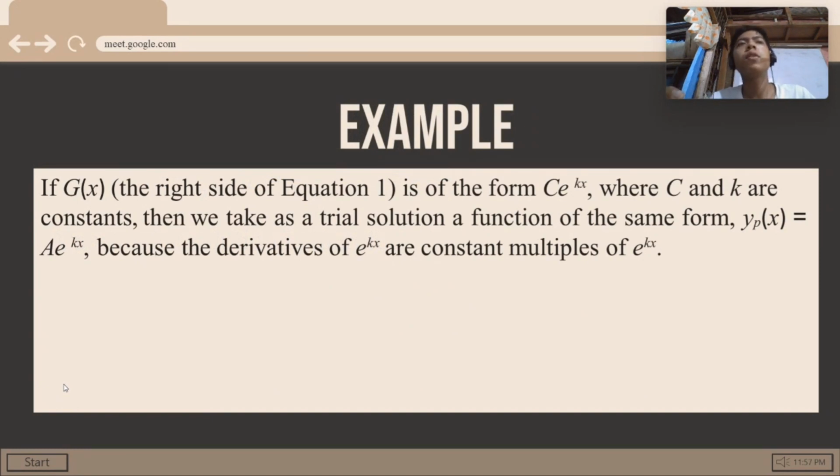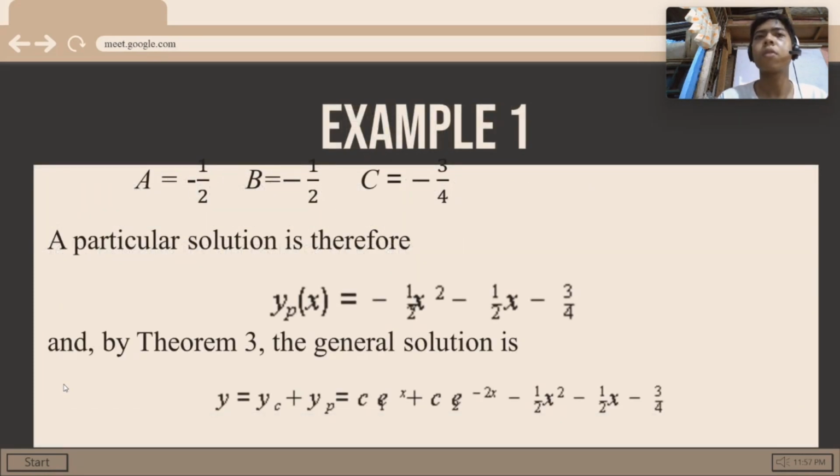So if g of x on the right side of equation 1 is in the form c e to the k x, where c and k are constants, then we take as a trial solution a function of the same form, yp of x equals A e to the kx, because the derivatives of e to the kx are constant multiples of e to the kx. So never mind the meaning of this. So we have the general equation and the solution to our example.